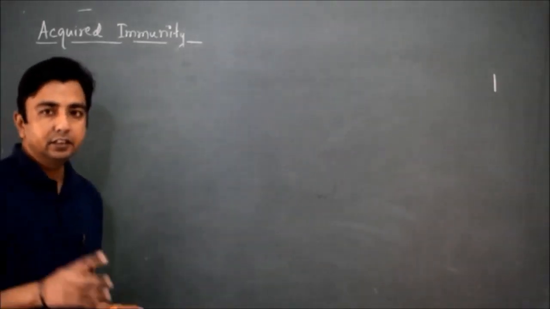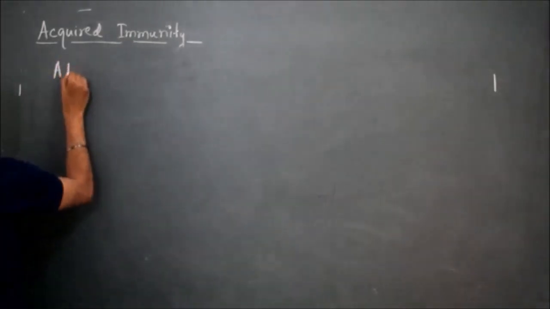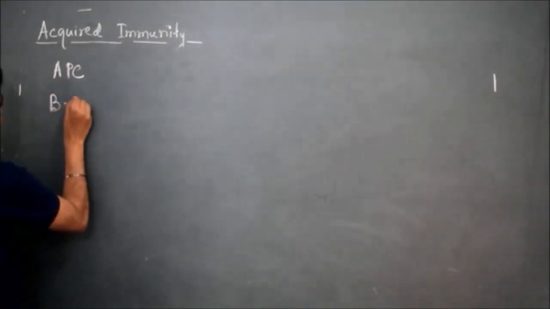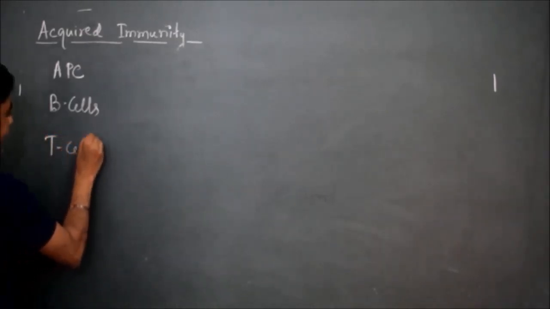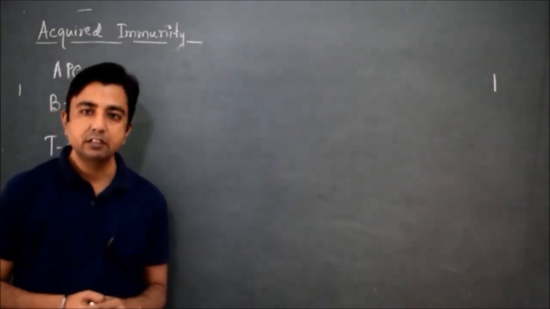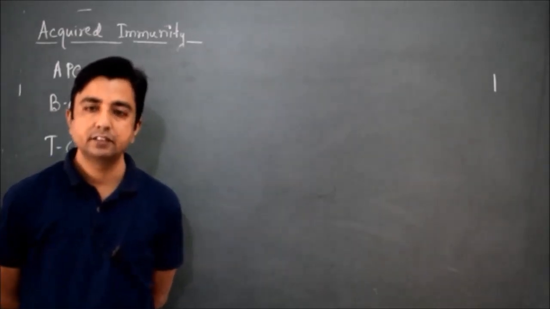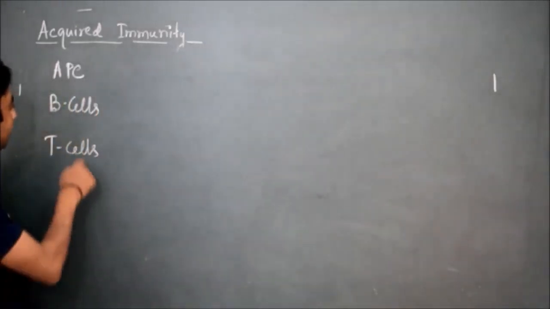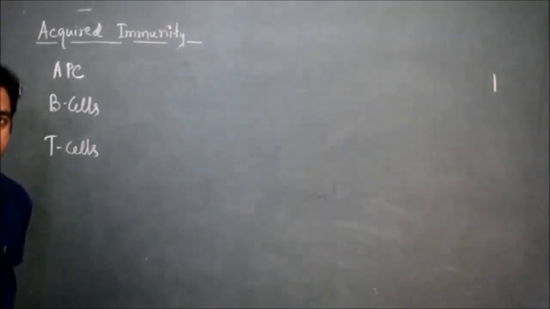There are three chief cells which are involved in acquired immunity. The first is APC, the second is B cells, and the third is T cells. APC stands for antigen presenting cells, and these include monocytes, dendritic cells, and B lymphocytes. So B lymphocytes or B cells also come under antigen presenting cells.